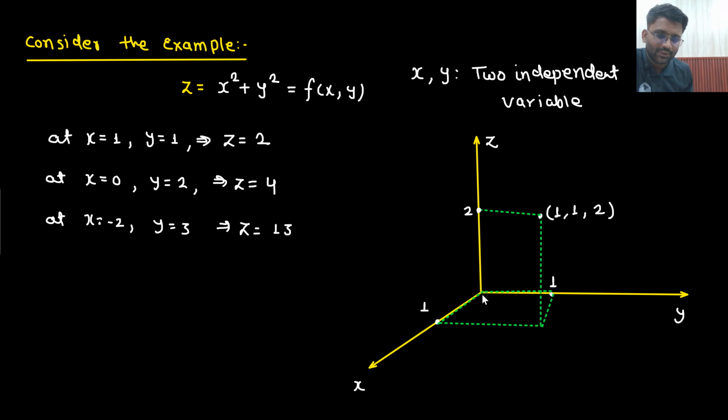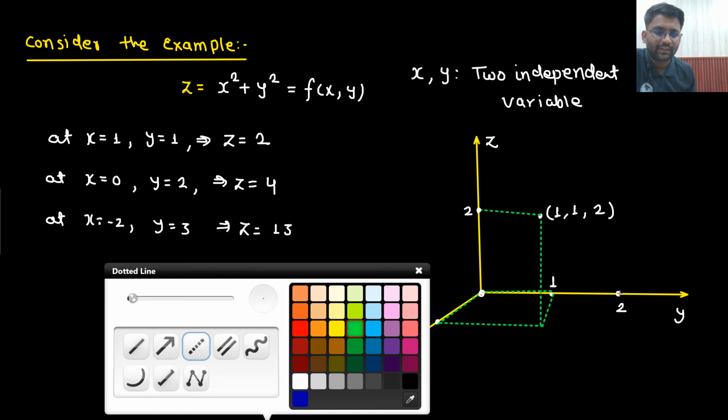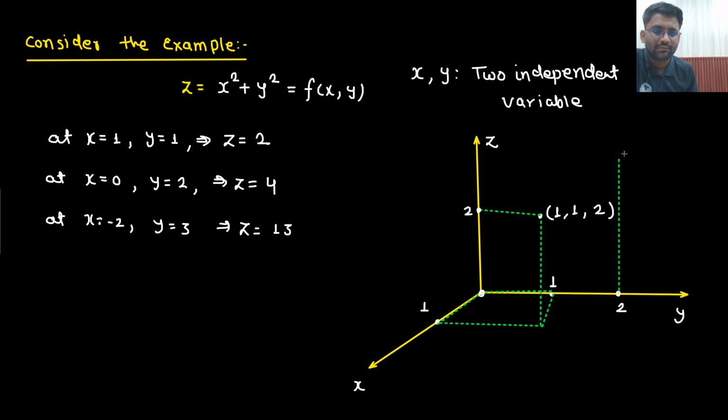When x is 0, y is 2. X is 0 means here. Y equals to 2 means here. When x is 0, y is 2, then the value of z is 4. That means this point: x is 0, y is 2, z is 4.